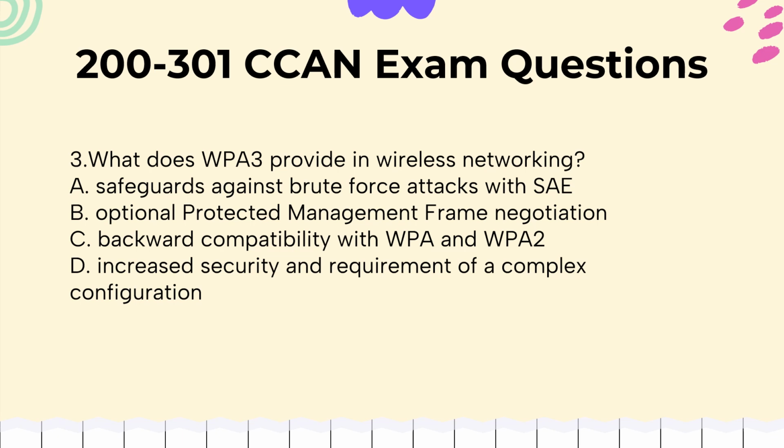Explanation. A. WPA3, Wi-Fi Protected Access 3, introduces simultaneous authentication of equals, SAE, also known as Dragonfly, which provides protection against brute force attacks by ensuring that both the access point and the client verify each other's identity before exchanging sensitive information. This helps to strengthen the security of wireless networks against various types of attacks.